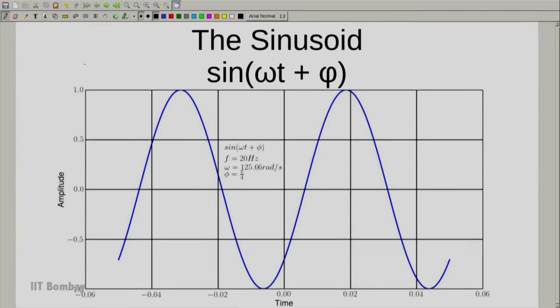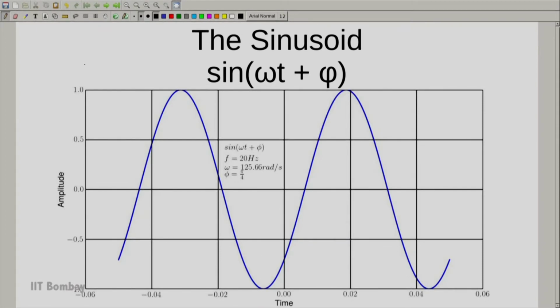So the first quantity we look at is omega, and omega is called the angular frequency. It's measured in radians per second. And in this particular case, the angular frequency is 125.66 radians per second. So you're probably not familiar with this, some of you. The quantity you're probably familiar with is the frequency, which you studied in high school physics.